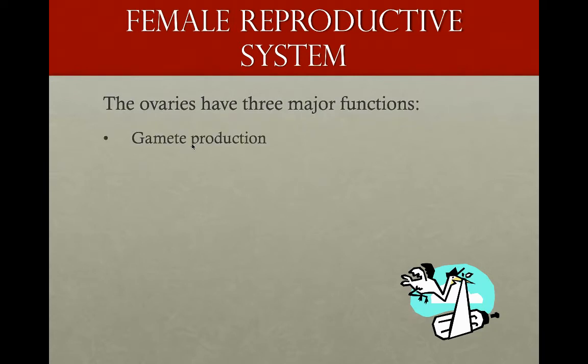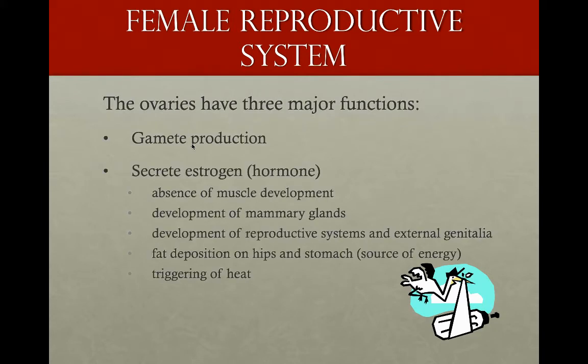Ovaries have a couple of major functions. As we discussed earlier, gamete production, the production of the egg. In addition to that, it also secretes the hormones, the chemicals in the body that help the female act like a female. The absence of muscle development, development of the mammary tissue in the body, development of external genitalia, the unfortunate placing of fat on the hips and stomach in the human, but a very important process in animals, triggering of heat or triggering of the animal being able to breed.